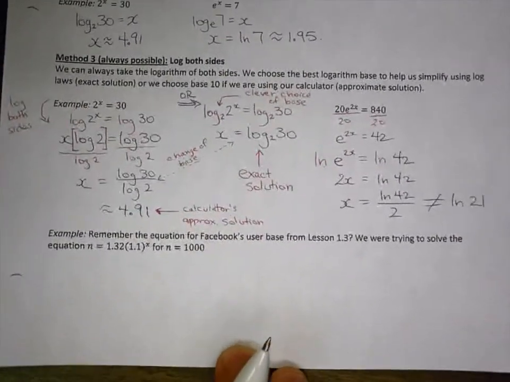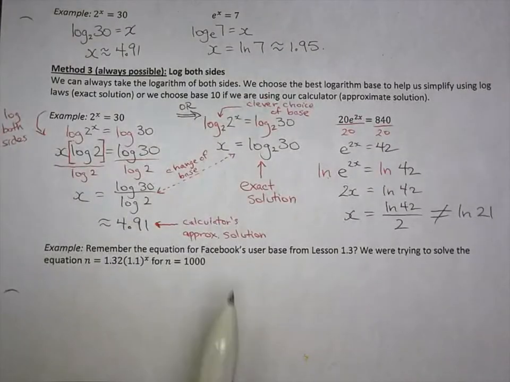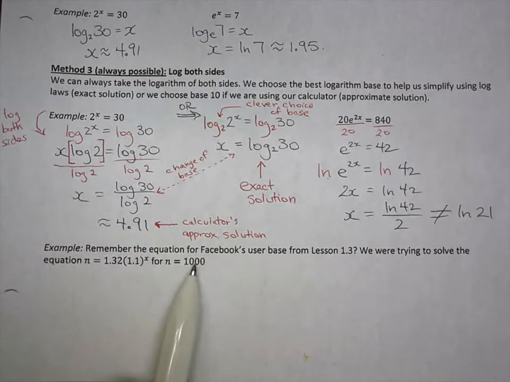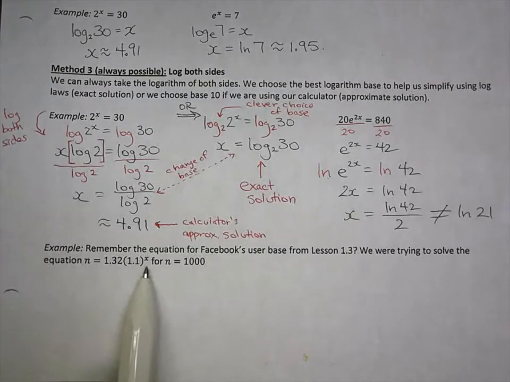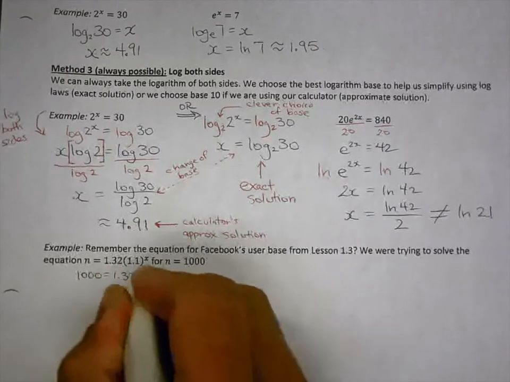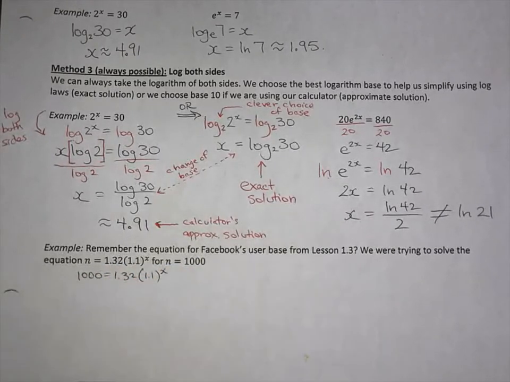But actually, before we do that, let's go back to that Facebook question we did when we learned exponential functions, lesson 1.3. We were trying to solve this equation. It was about 1,000 months after Facebook started. When does Facebook have 1 billion users, or n equals 1,000? What is x in months? So we're going to sub in 1,000 equals 1.32 times 1.1 to the power of x.